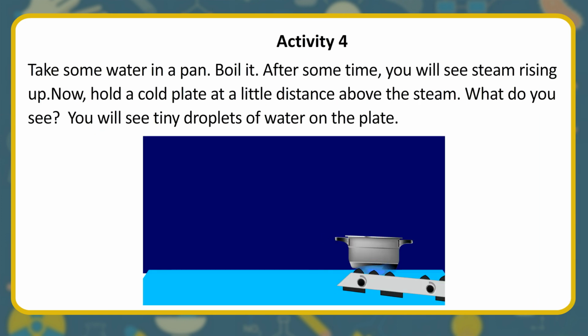Activity: Take some water in a pan. Boil it. After some time, you will see steam rising up. Now, hold a cold plate at a little distance above the steam. What do you see? You will see tiny droplets of water on the plate.